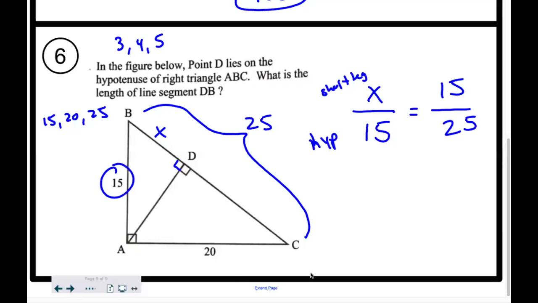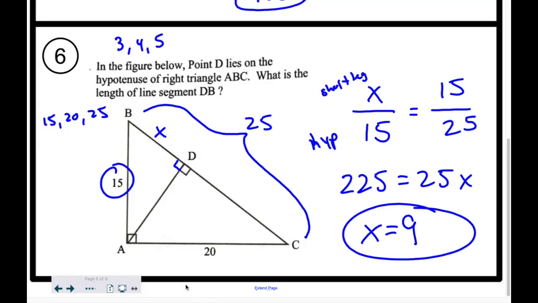So we do just, again, easy cross multiplying. 15 times 15 is 225 equals 25x, and 225 divided by 25 is 9. So the length of DB is 9.